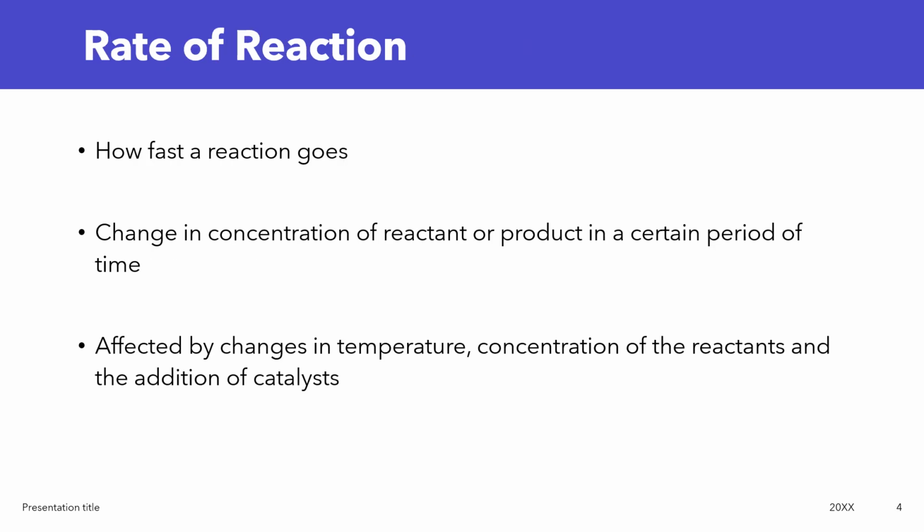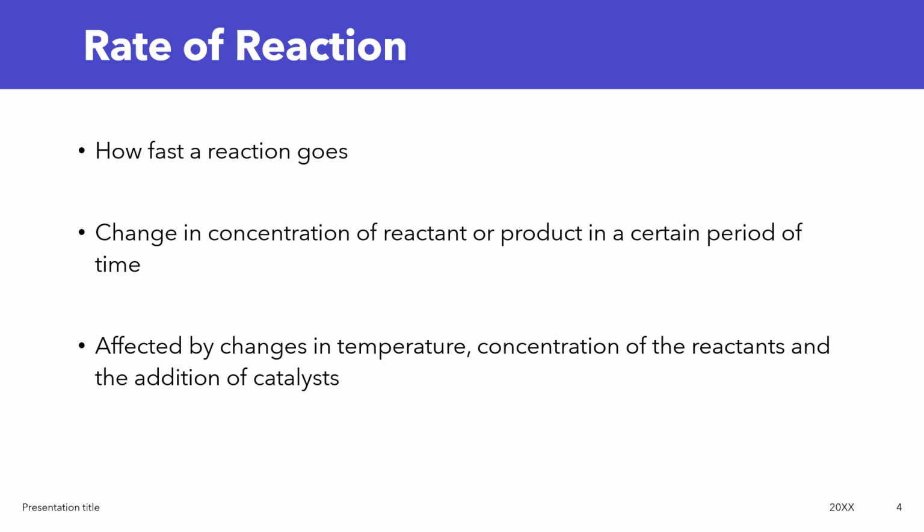Now, let's talk about the rate of a reaction. So the rate of a reaction is how fast the reaction goes. And that is determined by measuring the amount of a reactant used up or the amount of a product that is formed in a certain period of time.